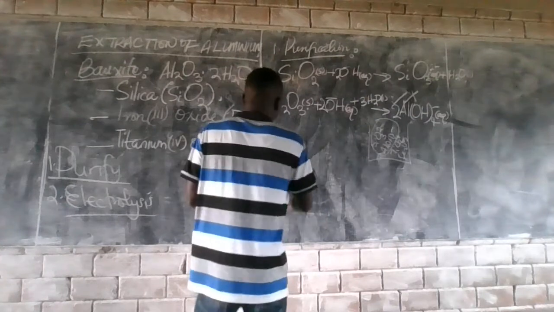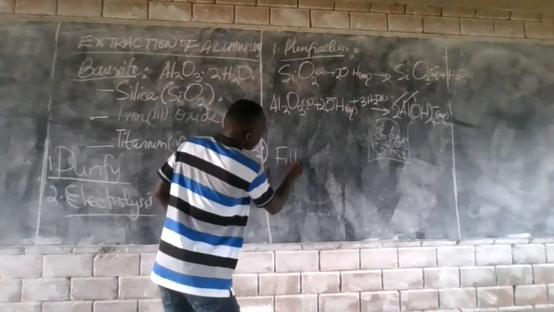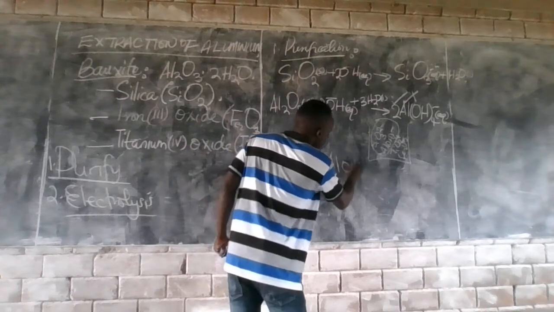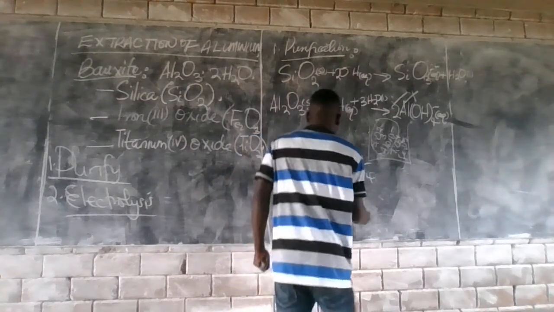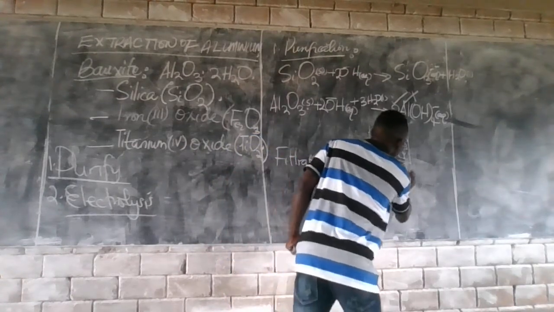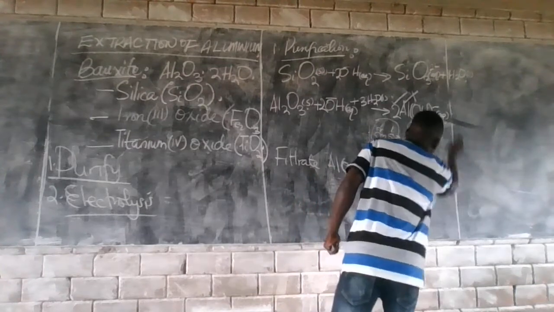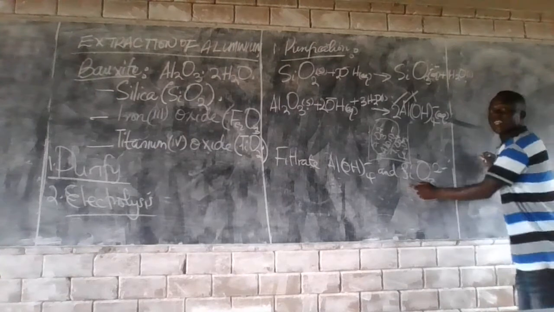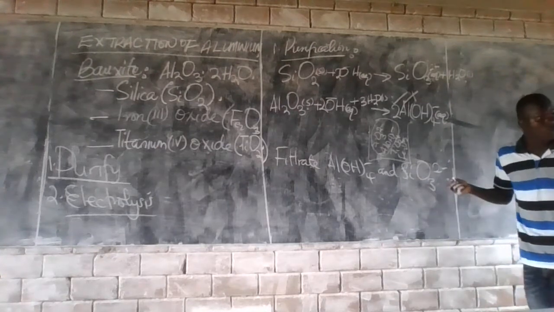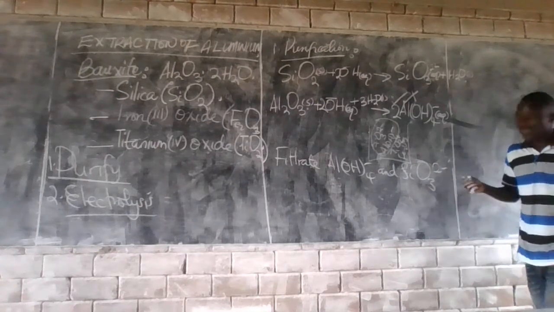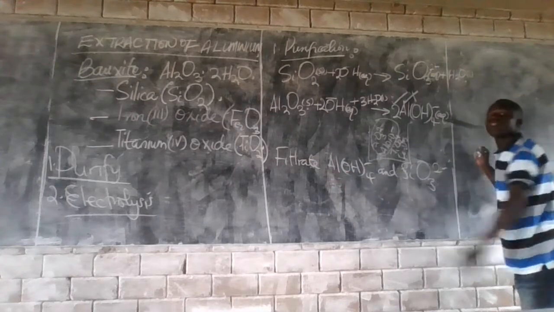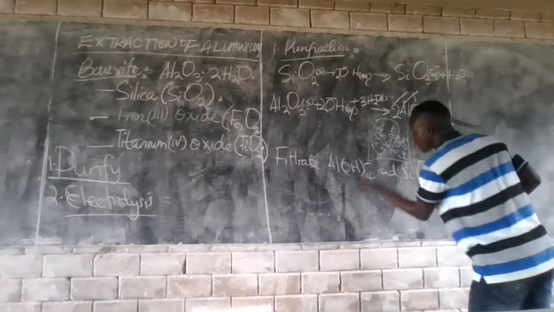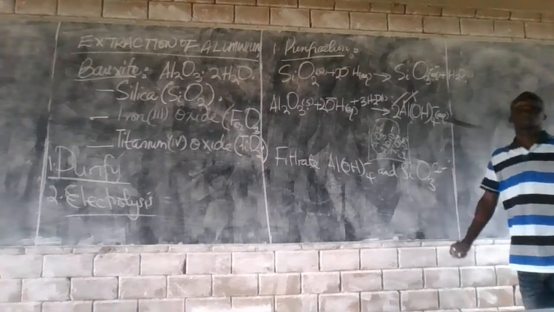So our filtrate consists of aluminate ion and silicate ion. Now here, silicate ion is not of importance to us. We don't want it, okay? Our interest is in aluminate ion. What can I do so that I take away aluminate ion and silicate ion remains?